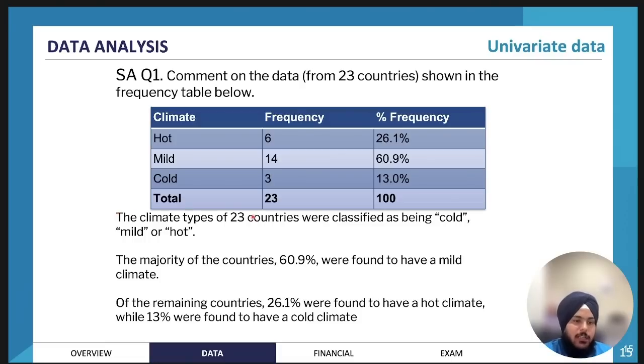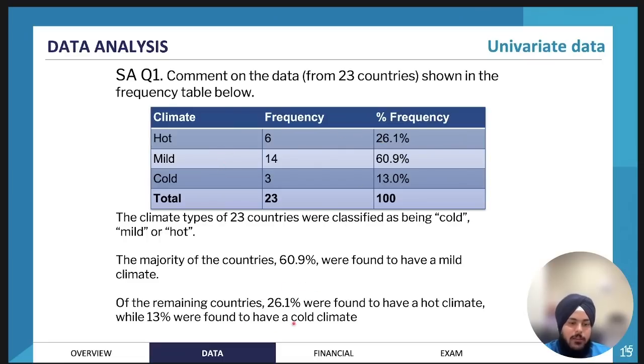So, the climate types of 23 countries were classified as being cold, mild, or hot, and the majority of the countries, 60.9%, were found to have a mild climate. So here we have summarized the context. Then we have quoted the modal frequency, which was the mild climate with a 60.9% frequency. And we might also quote the hot and cold frequencies.